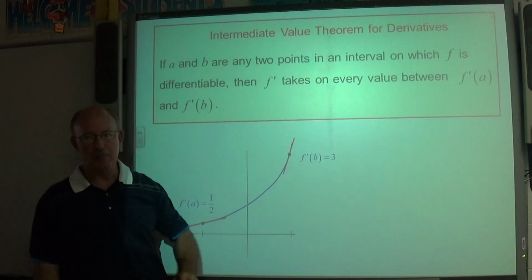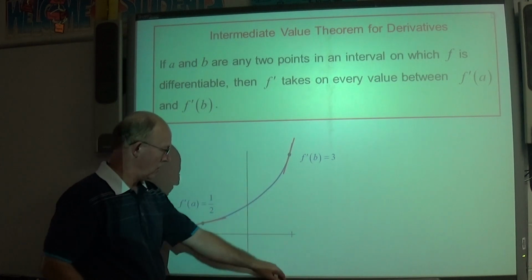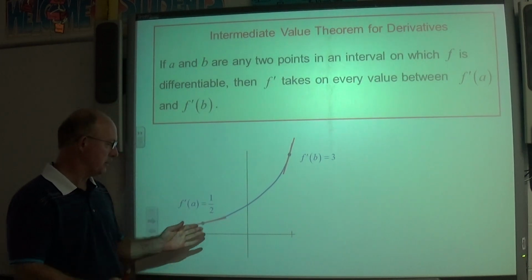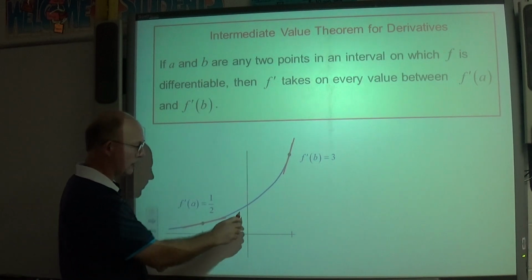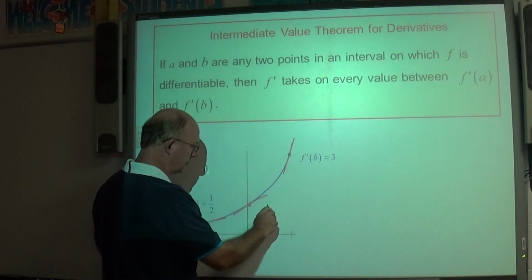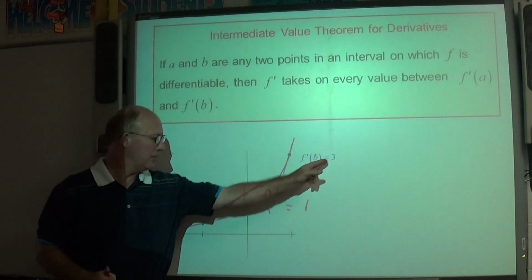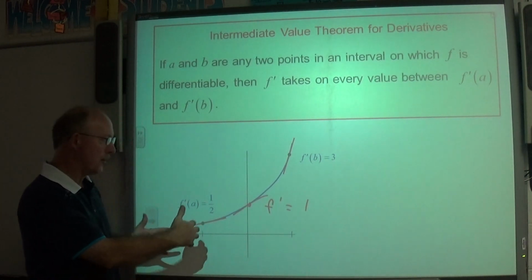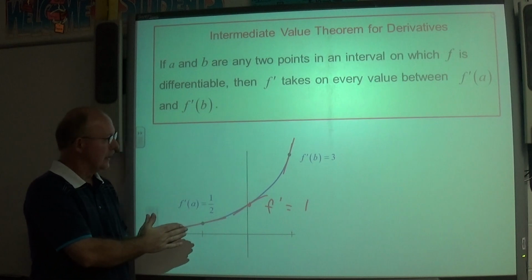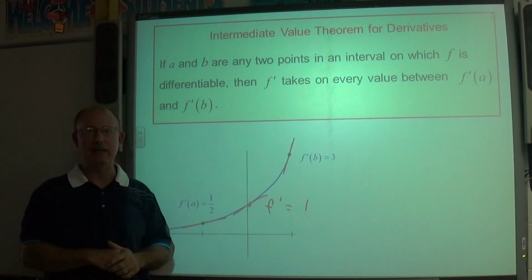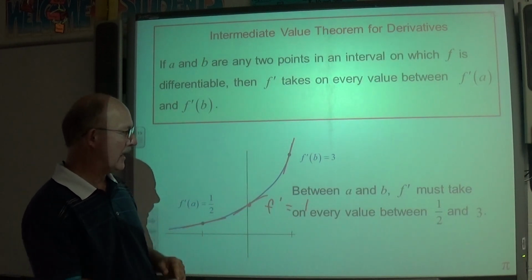According to the intermediate value theorem, there has to be some place between A and B where the derivative is 1. There has to be some place where the derivative is 0.75, 1.5, etc. So the derivative is going to take on every value. There has to be some place in here where, if you were to draw the tangent line, the derivative would be equal to 1. That is, the slope of your tangent line would have to be equal to 1. 1 is between 3 and 1/2. It's going to take on every value between 1/2 and 3. So there's going to be a tangent line in here for every value between 1/2 and 3. This is called the intermediate value theorem. So between A and B, f prime must take on every value between 1/2 and 3.